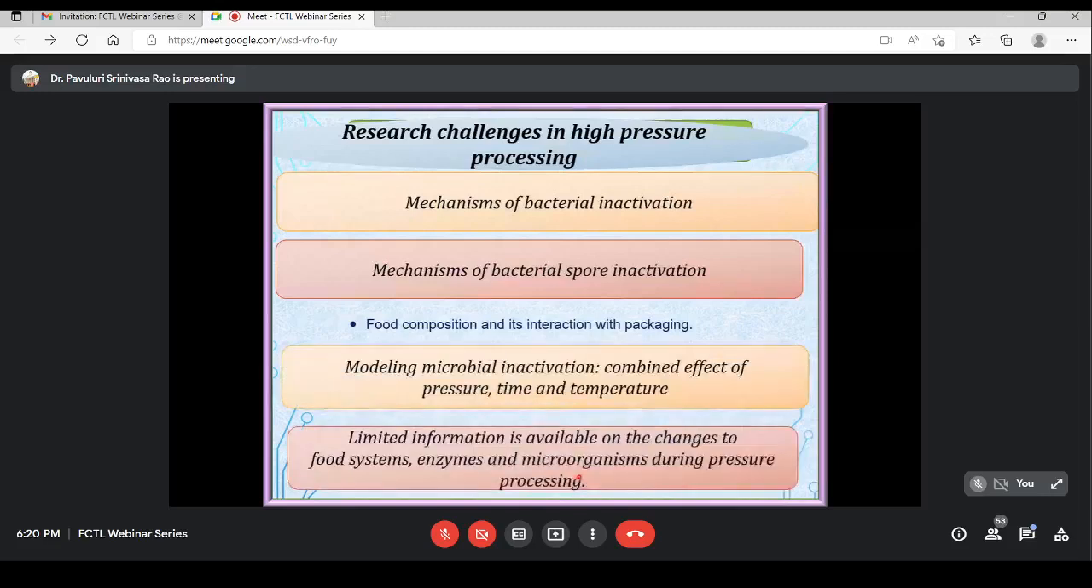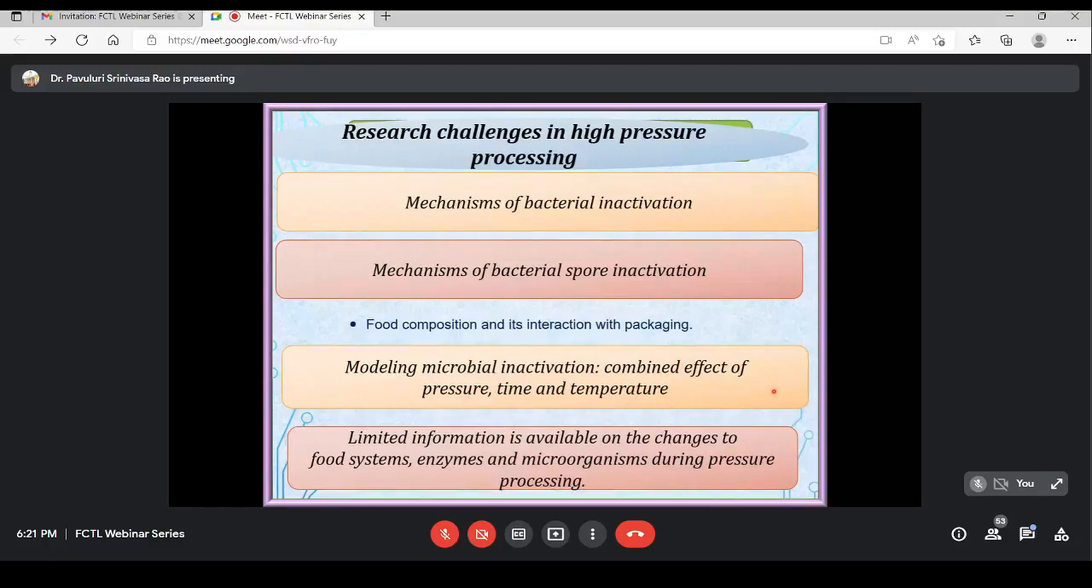Coming to the other challenges, the mechanisms of bacterial inactivation: although people have described certain mechanisms, like permeabilization and cell lysis, which people have postulated, it was not true in all cases. That's why the mechanism of bacterial inactivation has to be deeply understood. Similarly, bacterial spore inactivation, given its highly resistant nature, also needs to be studied thoroughly. And the food composition and its interaction with the packaging has not been studied much, so this needs much study. And similarly, the modeling of microbial inactivation and the combined effect of pressure, time, and temperature.